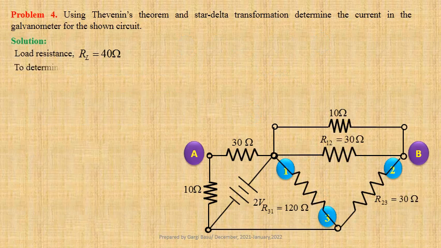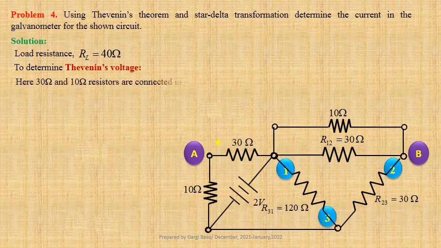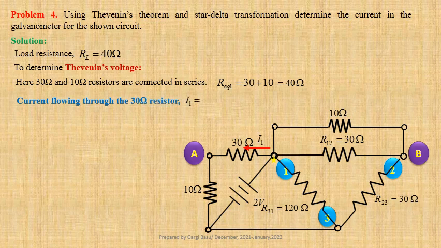Let us determine Thevenin's voltage. Here 30 ohm and 10 ohm resistors are connected in series. Their equivalent resistance Req1 equals 30 plus 10 equals 40 ohm. Now we shall calculate current flowing through the 30 ohm resistor. I1 equals V divided by Req1. Given supply voltage V equals 2 volts. Therefore, I1 equals 2 divided by 40, that is equal to 0.05 ampere.